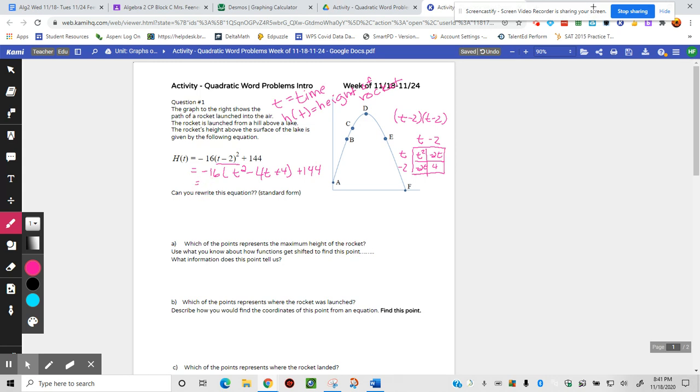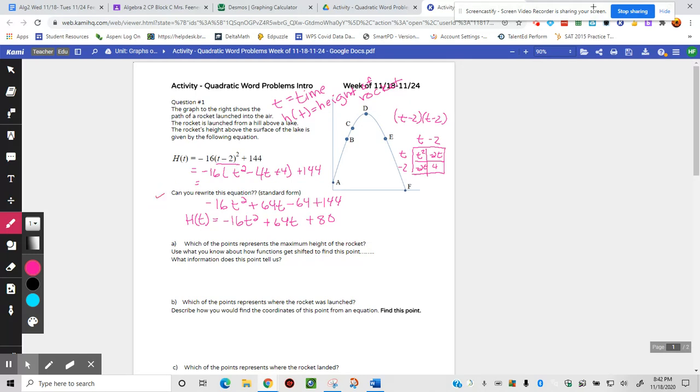I'm going to keep rewriting this. I'm going to go right down here. Negative 16t squared plus 64t minus 64 plus 144. And then I'm just about finished here. So I've got negative 16t squared plus 64t plus 80. Great. So you've just rewritten it in standard form. So we're good there.